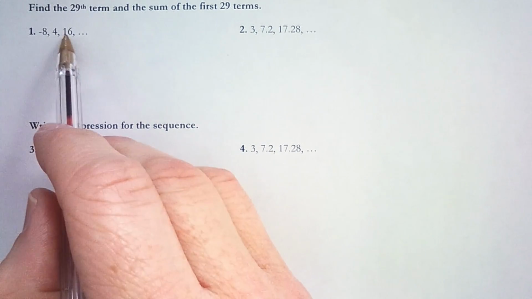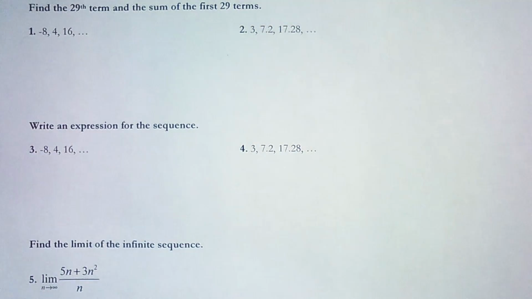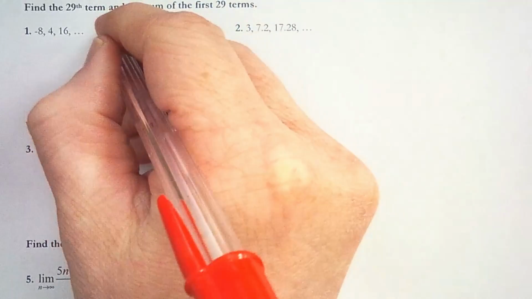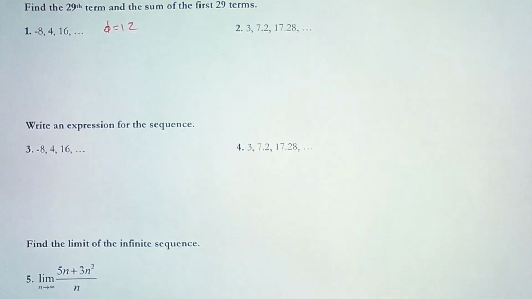So what's happening here in number 1? It looks like it's going up by the same amount each time. So let's try subtracting second term minus the first term. We get 12, and if I'm correct that this is a common difference, then 16 minus 4 will be the same, and it is. So we have a common difference here of 12. So we're looking at an arithmetic sequence.